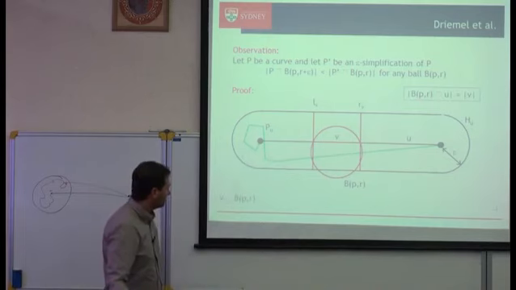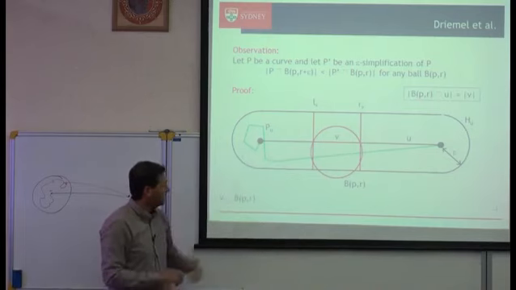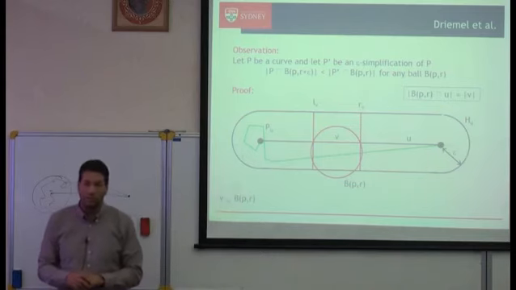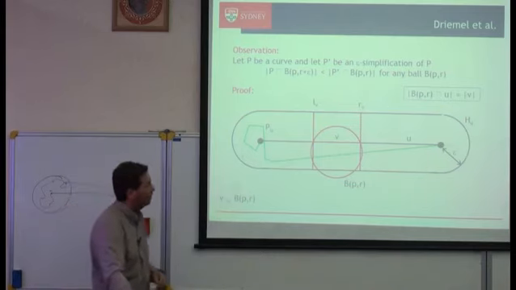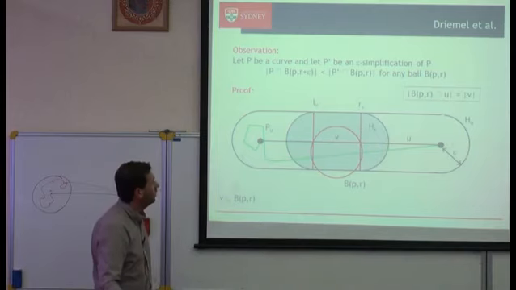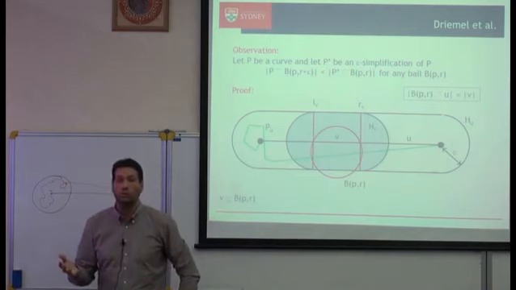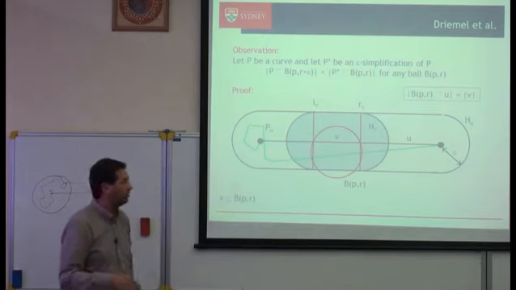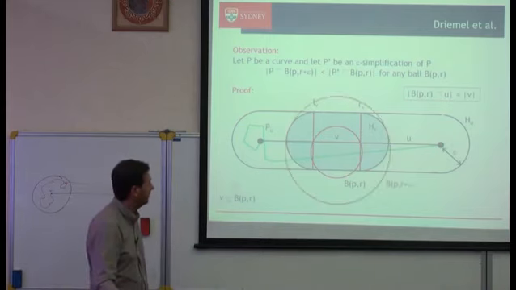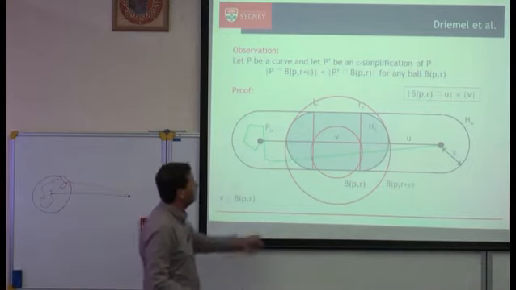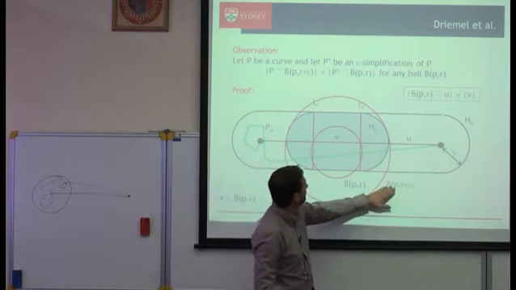Okay. So V lies inside the ball centered at P and radius R. Now look at the hippodrome of V. So again, the union of all points that lie within epsilon of V. And now I look at the bigger ball.